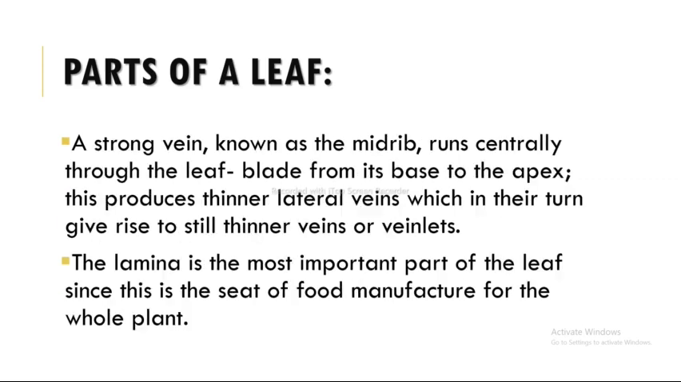A strong vein, which is known as the midrib, runs centrally through the leaf blade from its base to the apex. This produces the thinner lateral veins, which in turn give rise to still thinner veins or veinlets. The lamina is the most important part of the leaf, since this is the seat of food manufacture for the whole plant.